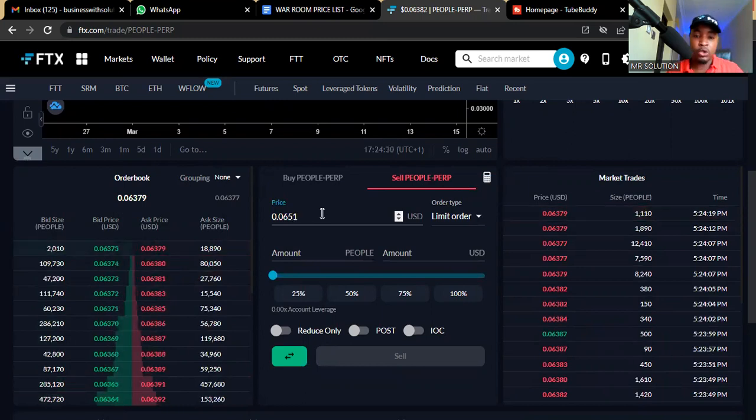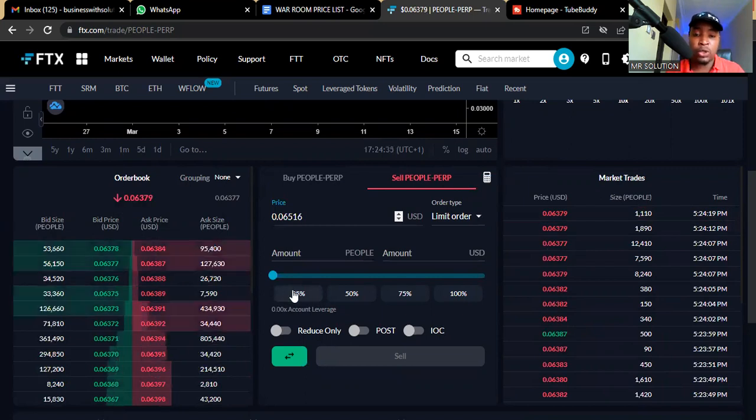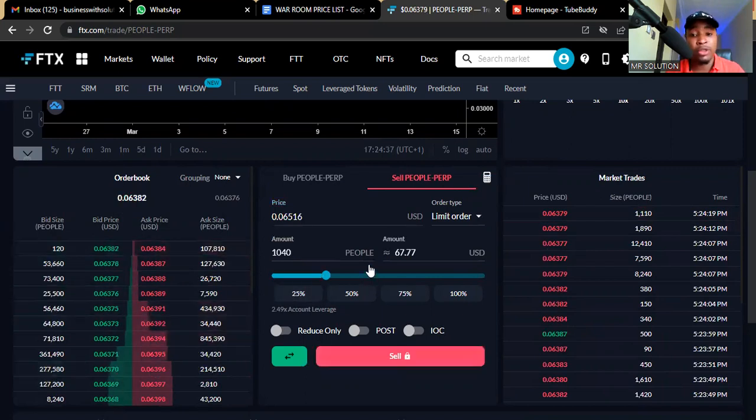0.06516. Okay, so what percentage of my equity do I want to use? Let's say I just want to use 25% of my equity. There's really not much money here. So I want to use 25% of my equity. But before that, let me first do the calculation so I know what I'm up against.